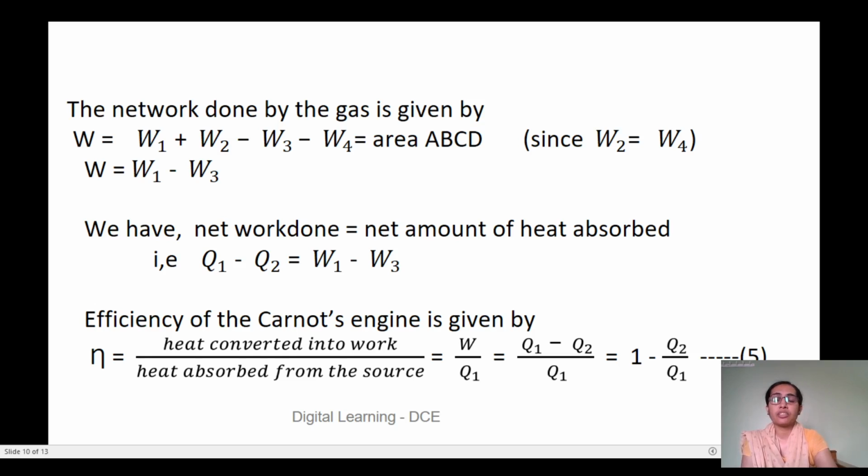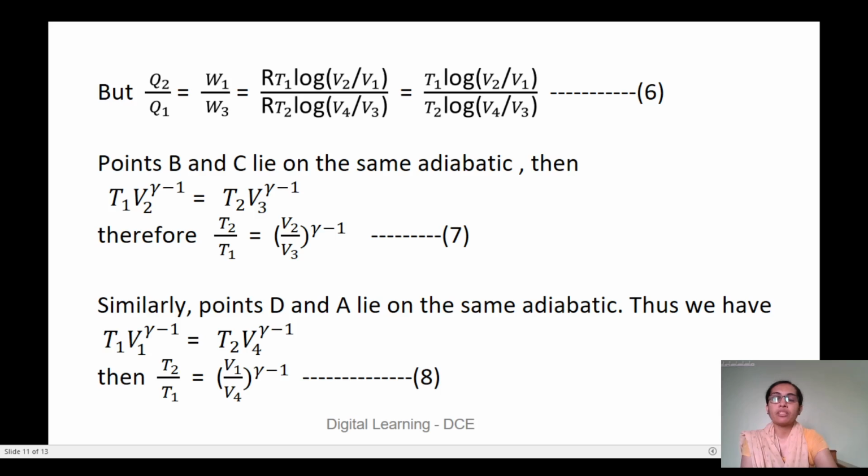But according to the definition, the efficiency of the heat engine is given by eta equals heat converted into work divided by heat absorbed from the source. So heat converted into work is W, divided by the amount of heat absorbed, that is Q1. So that will be equal to Q1 minus Q2 divided by Q1. Simplifying, this will be equal to 1 minus Q2 divided by Q1. But we have Q2 by Q1 equal to W3 by W1.